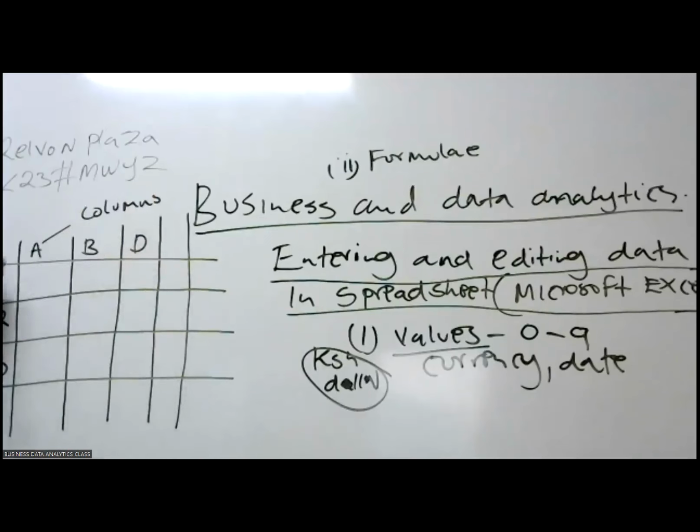And then we have the rows. And now this is the cell I'm talking about. This is a cell. This cell has its own name.